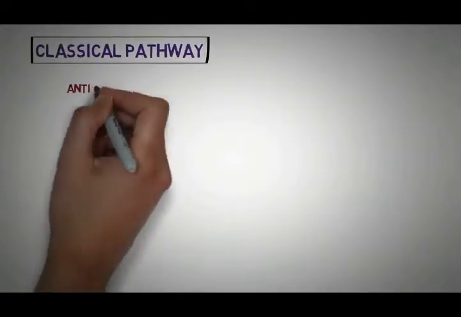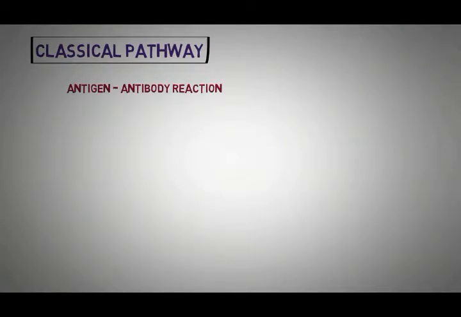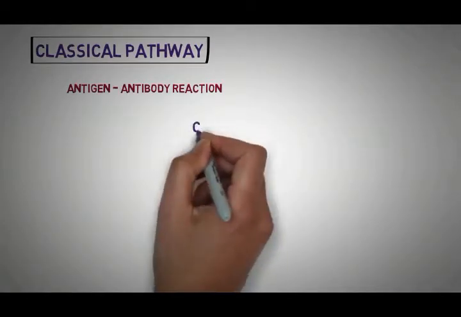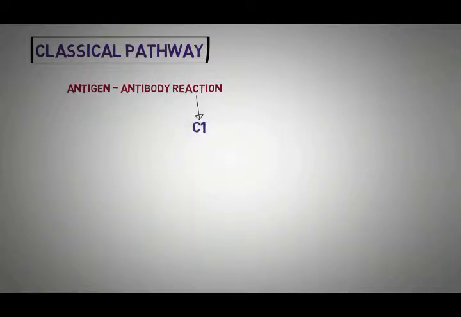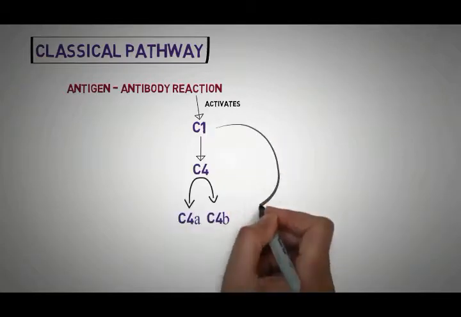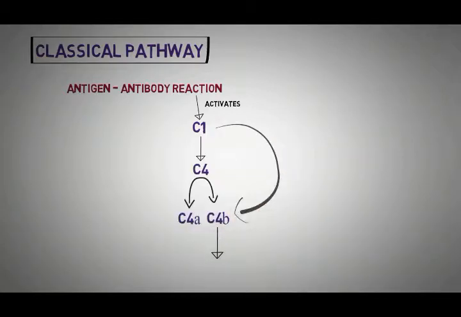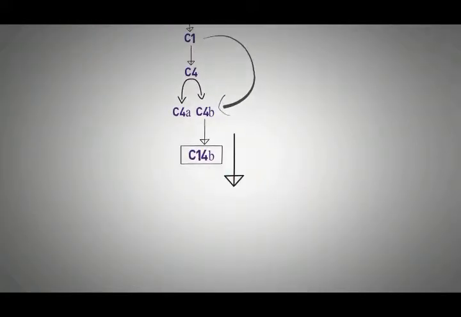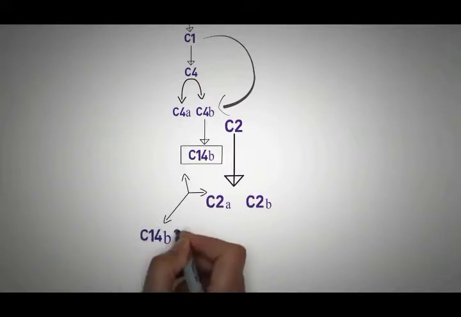The main trigger of the classical pathway is the interaction between the antibodies and antigen. This reaction activates the C1 component of the complement system. The C1 component then cleaves C4 component into a smaller component C4a and a larger component C4b. The C1 combines with C4b and forms C1-4b. This is an enzyme which converts C2 into C2a and C2b. These two components combine and form the C1-4b2a.